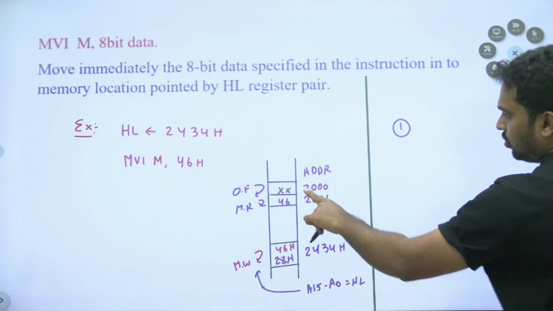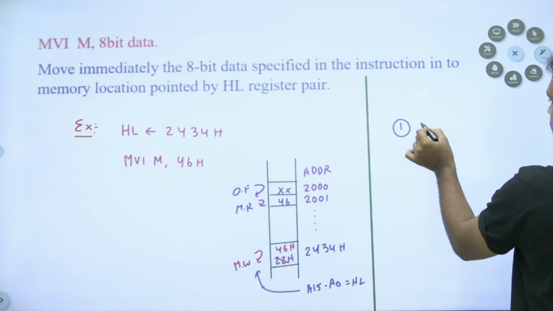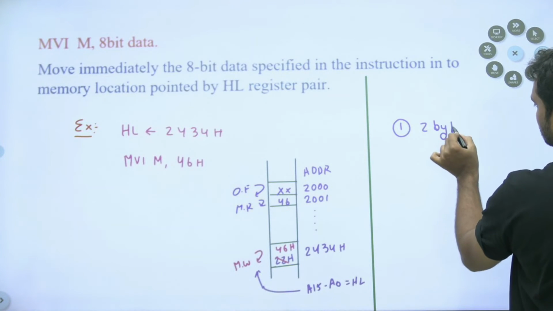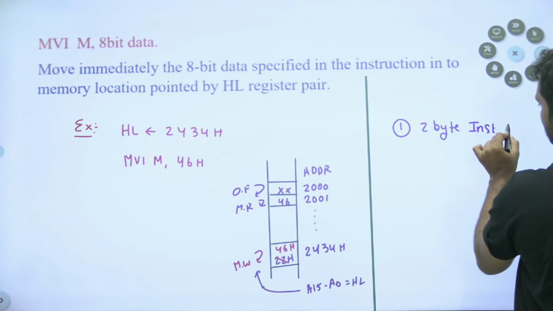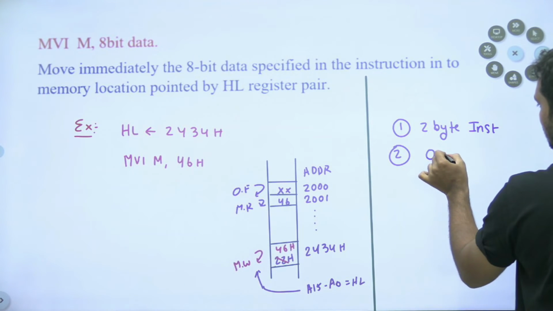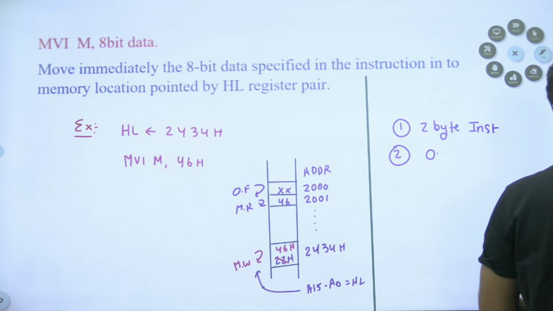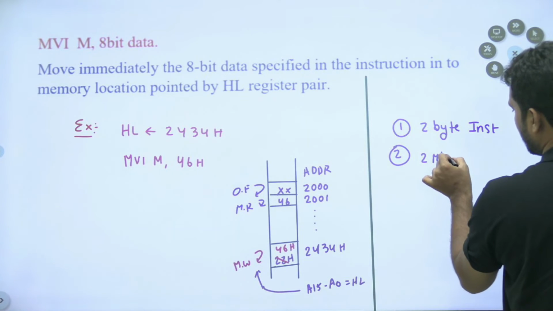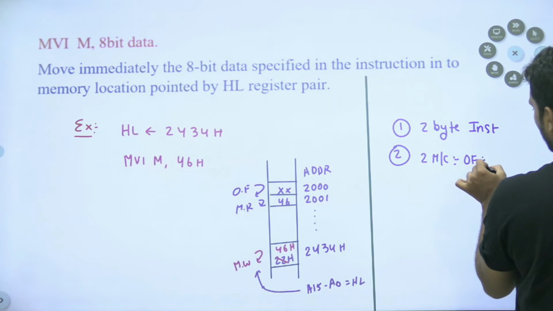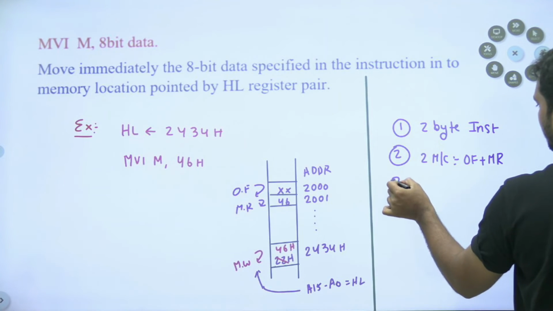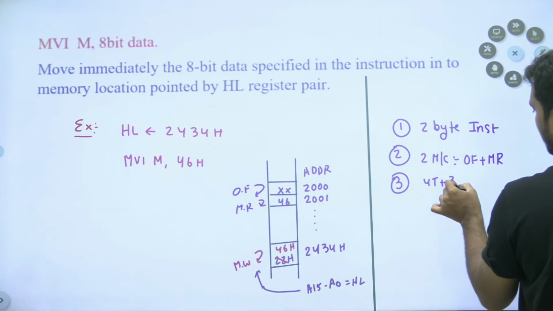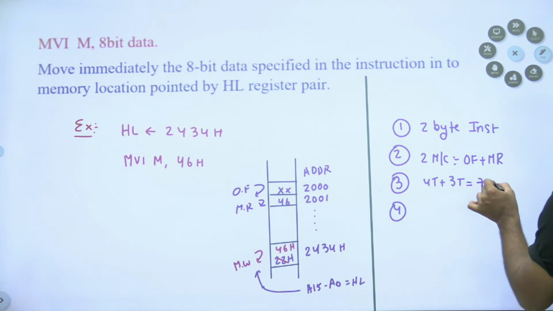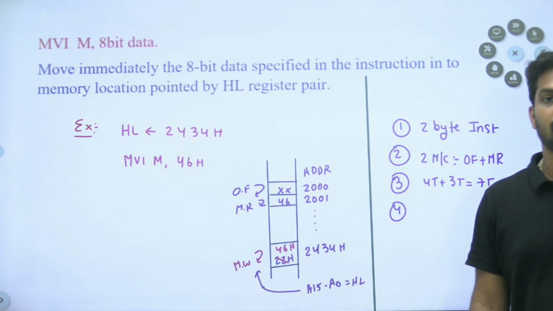So let's find the number of machine cycles and all those details. Firstly, it is a 2-byte instruction. Next, how many machine cycles? 2 machine cycles: opcode fetch and memory read. 4T plus 3T, so 7 states. Very important, please try to answer this.